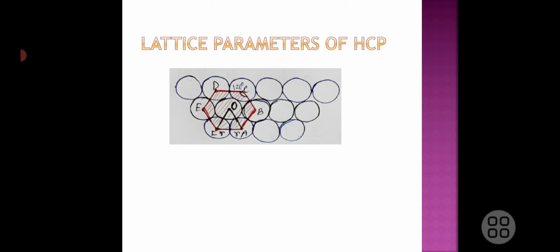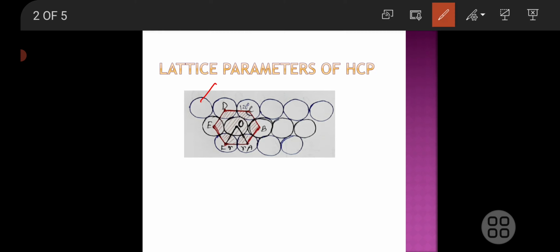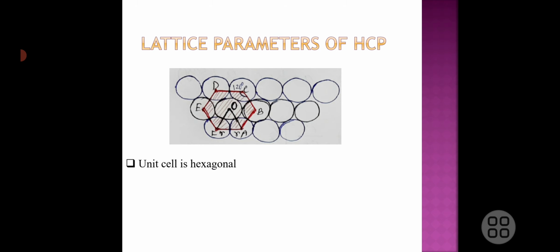So let's try to find out the number of atoms per unit cell, and before that let's see what the unit cell is for the hexagonal close packed structure. Here you can easily see that the atoms are arranged in this way in the HCP structure, and its conventional unit cell is a hexagon. So the unit cell is hexagonal, and you can see A, B, C, D, E, F. It is a regular hexagon, which is nothing but the unit cell for this structure.